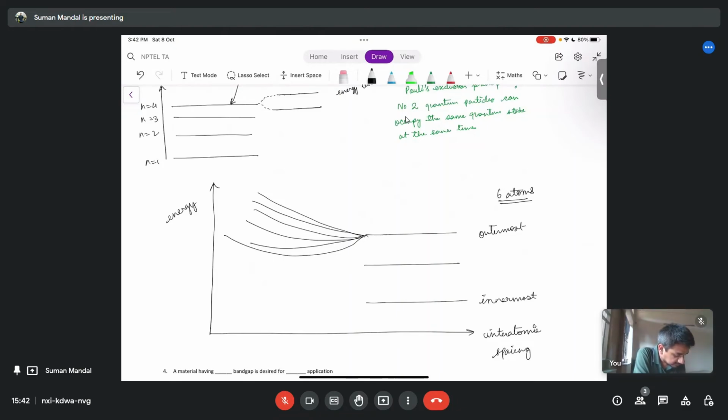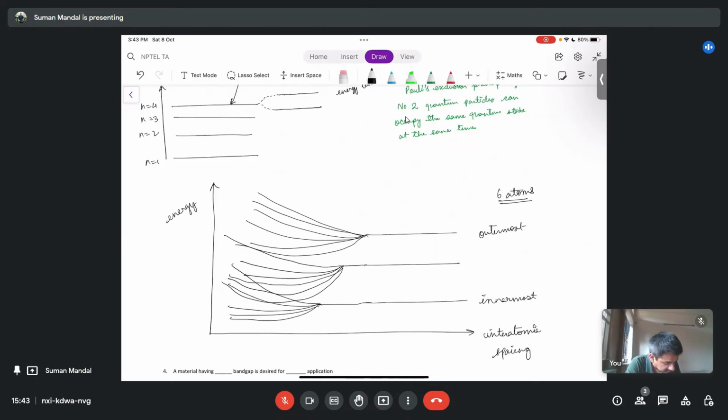And since this energy level is located far from the outermost orbital energy level, they can come a little bit closer. So again, it will break into 6 levels. While the innermost orbital level can come to the minimum interatomic spacing, and then it will again break into 6 levels.